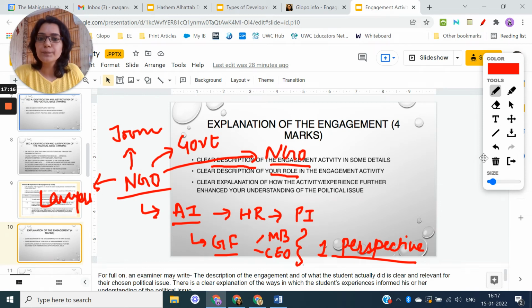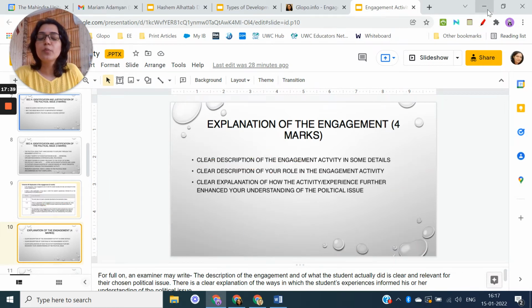So far, so clear. So what are you including in this criterion B? You are including three pointers. Number one, a detailed description of your engagement activity. Number two, what is your role? And the third one is how it is enhancing your understanding. What did you learn from this activity? Fair enough. Now we move further. This one is clear. Yeah, one more point.